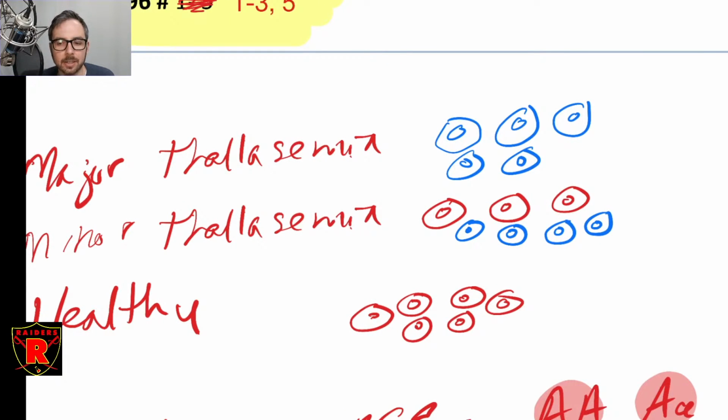Would this be incomplete dominance or codominance? And remember that incomplete dominance is where the middle ground here is a hybrid. In other words, every single cell is producing the same thing, but it's a hybrid of the 2. Or is this codominance, where some cells are producing one and some cells are producing the other? Which one is this?